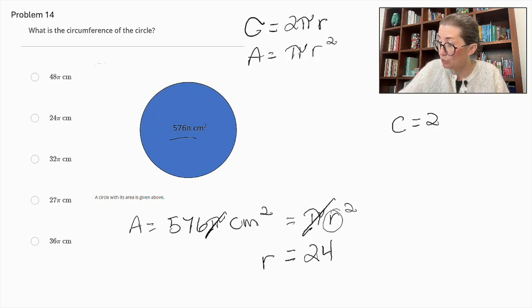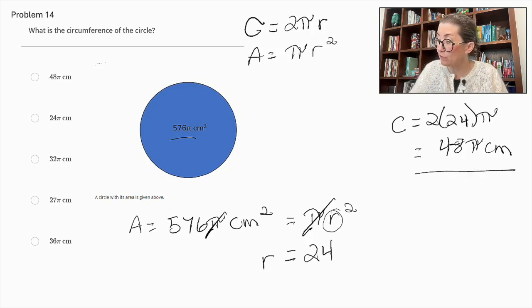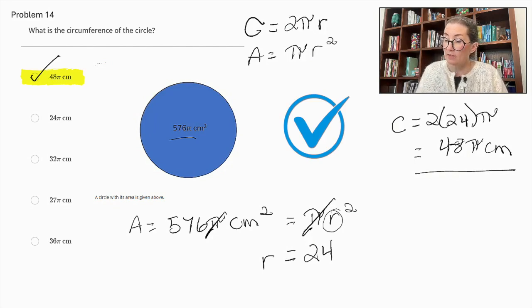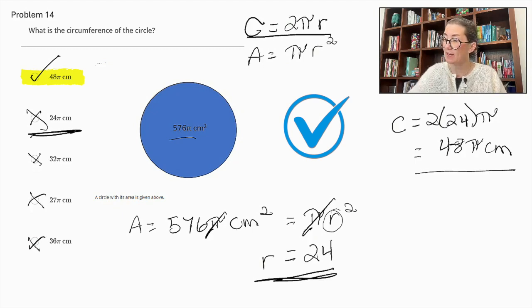Circumference equals 2 times 24 pi, which is equal to 48 pi, and we're in centimeters, so the correct answer is 48 pi centimeters, which is our first option. This one's a trick. If you forget to plug it into the formula for the circumference, you might end up with this, which would be the wrong answer, as are the rest. So the math has it at 48 pi centimeters.